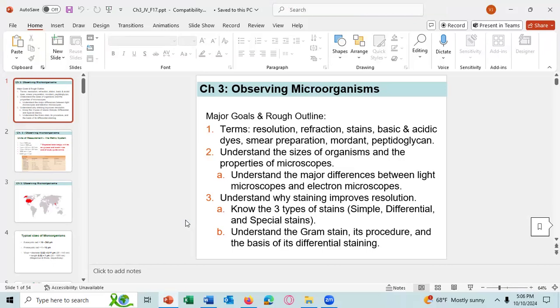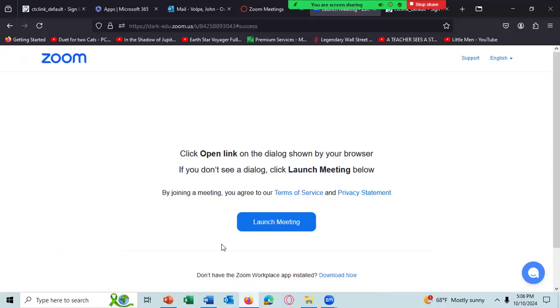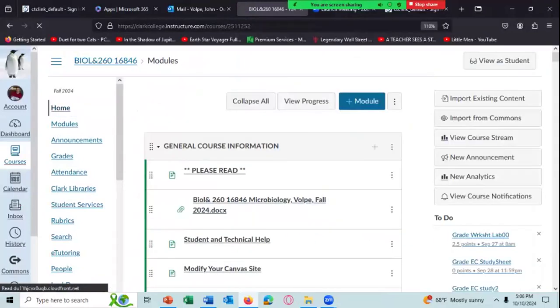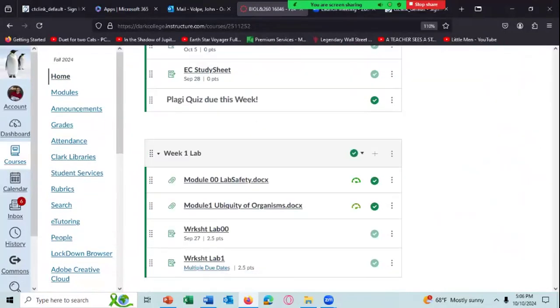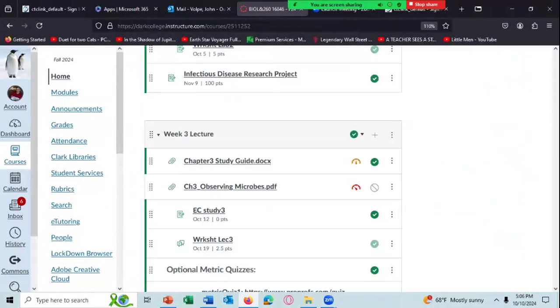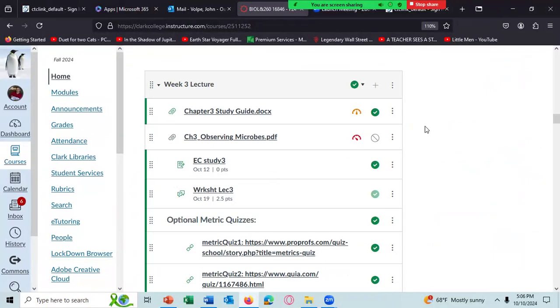Now remember, these are only the major goals. If you want to know all of the objectives, you need to take a look at the study guide for chapter 3, and it'll have all of the objectives. One reason for doing that is all of the quiz questions are covered in the objectives, meaning all of my quiz questions have an objective.